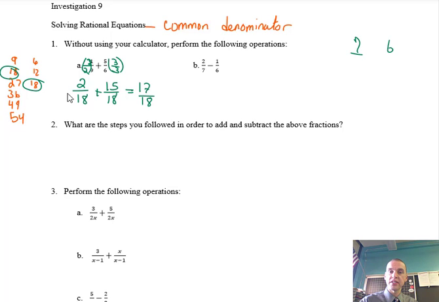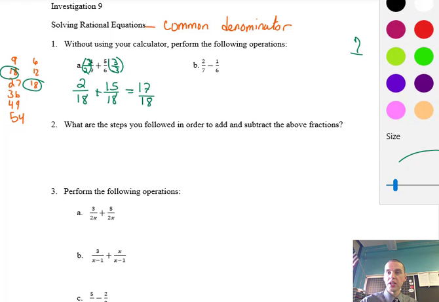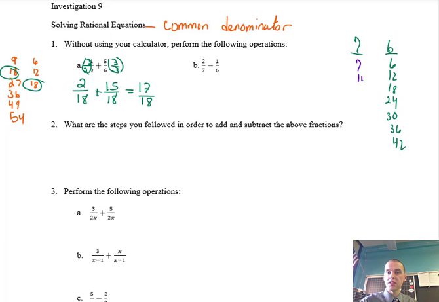So let's look at 7 and 6. Well, I've already done 6, 12, 18. I'll probably have to go a little larger because I know that none of those are multiples of 7. 30, 36, 42. If I look at 7, we get 7, 14, 21, nope, still not. 28, nope. 35, nope. 42, there we go.